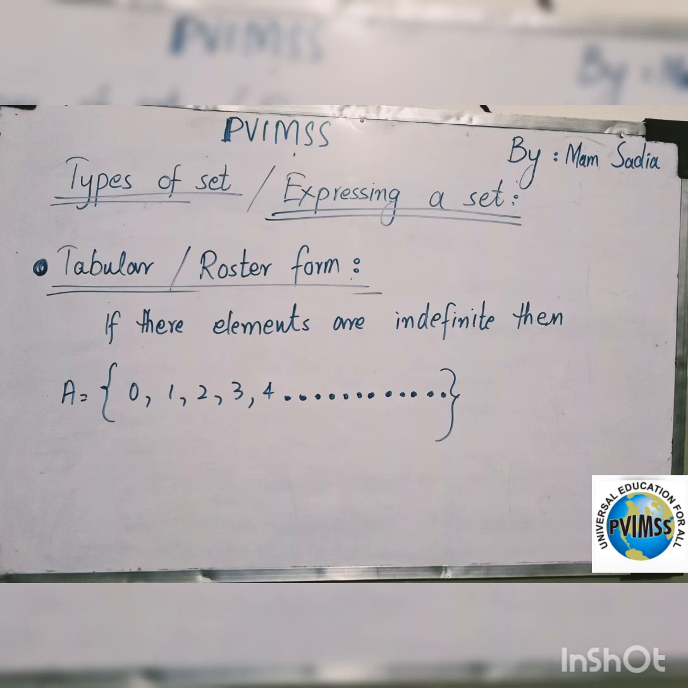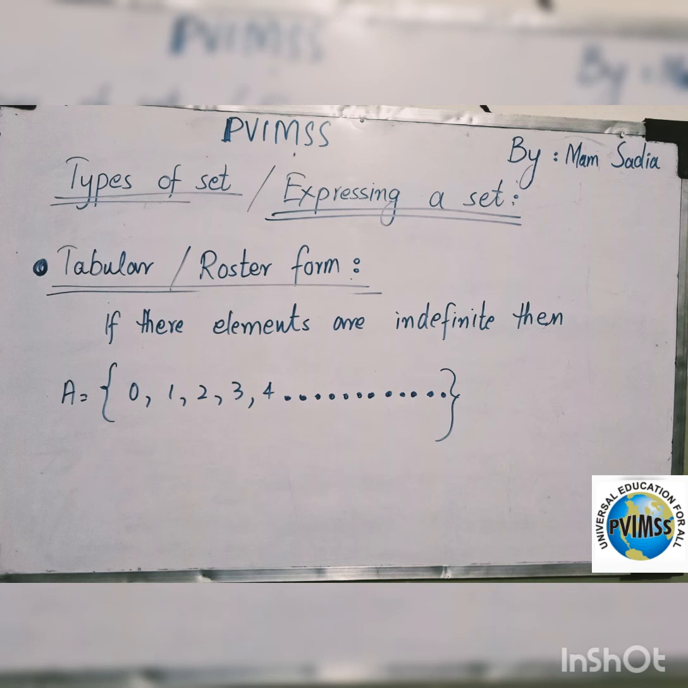For example, we have set A and there are elements starting from 0, 1, 2, 3, 4, and we don't know up to what limit these elements are. How will we write it? We'll put dots after the last element. We know 1, 2, 3, 4, and we'll say 1, 2, 3, 4 and so on.